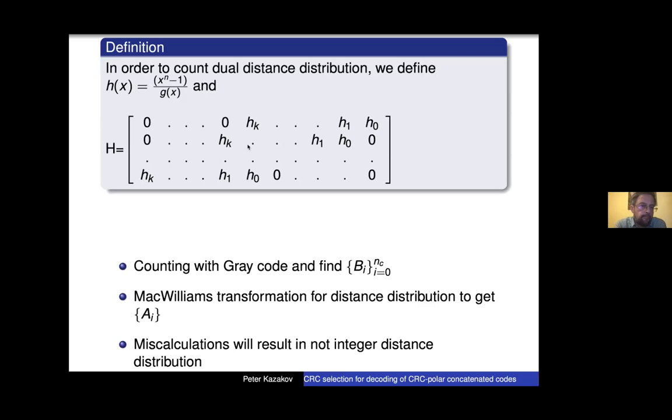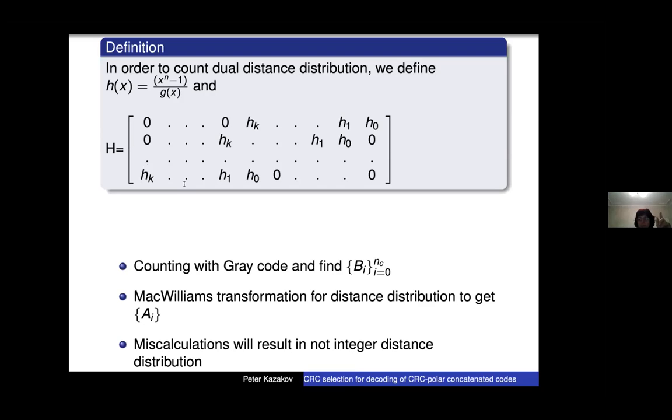And we are performing the counting with a Gray code. Using the Gray code is a convenient way to perform only one operation and count the weight of the next word. Can you explain a little more about what you mean by counting with the Gray code? The Gray code is a code where you have some word, and then you add only one row, and you get the next word.